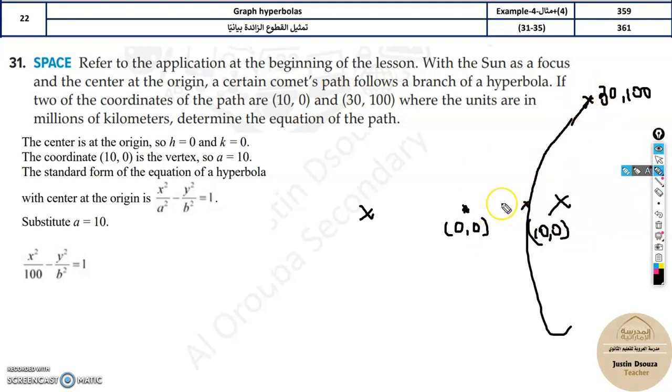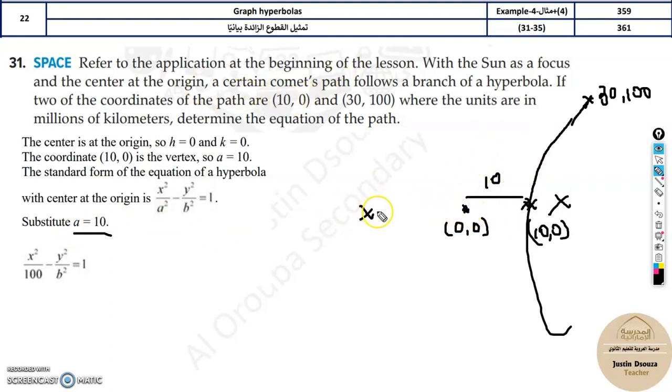See, this is the hyperbola, right? They have told the path of the hyperbola as these two coordinates. It's not the foci, it's the path. So this value would be 10, from 0 to 10. The x value is 10. So a is 10. I hope this is clear.